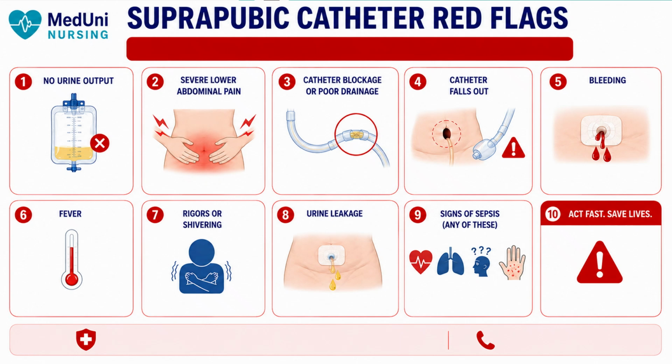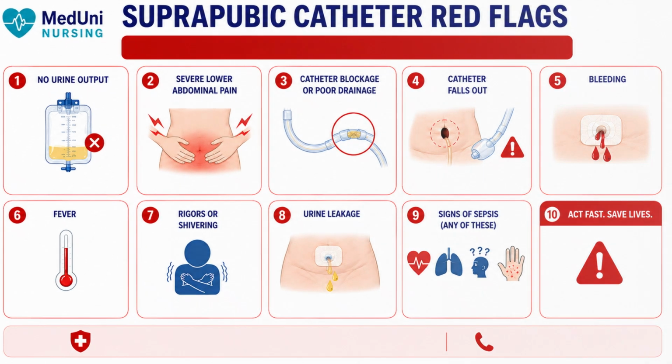If the catheter has fallen out, do not attempt reinsertion unless you are trained and local policy allows it. The tract can close quickly, so cover the site and call urgent urology or medical help. If the patient has fever, rigors, confusion, fast breathing, low blood pressure, or looks very unwell, think sepsis.